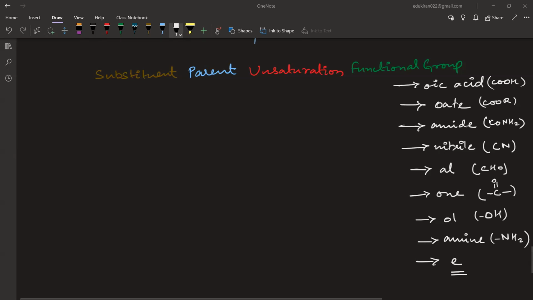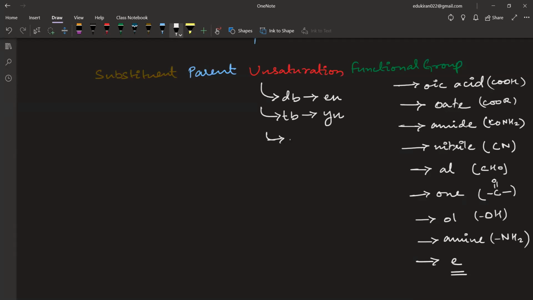Now let us come to unsaturation. In unsaturation, first of all, you will see, is there any double bond? If there is a double bond, then you will write en on unsaturation. If there is no double bond, then you will look at triple bond. If there is a triple bond, then you will be writing it as yn. And if there is no double and no triple bond, then you will be writing it as an. Okay? Yes or no? Tell me. Yes, sir.